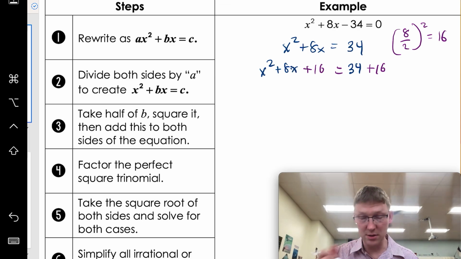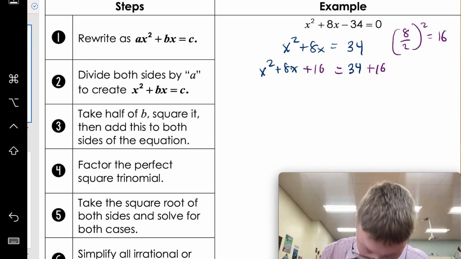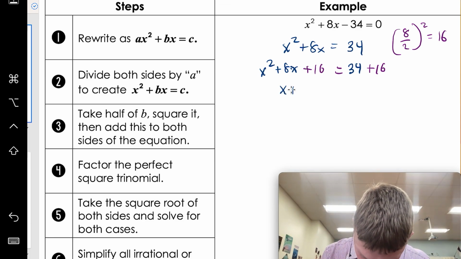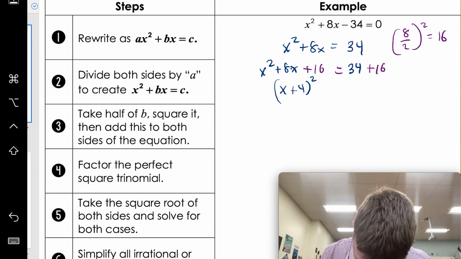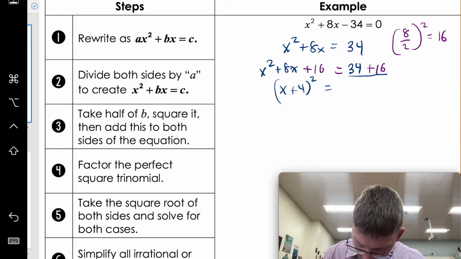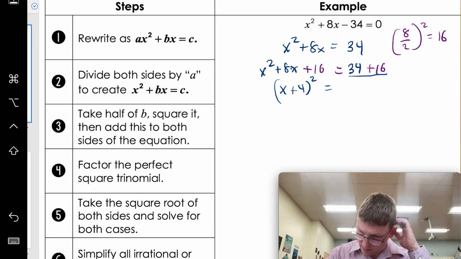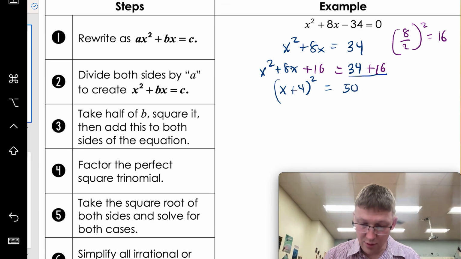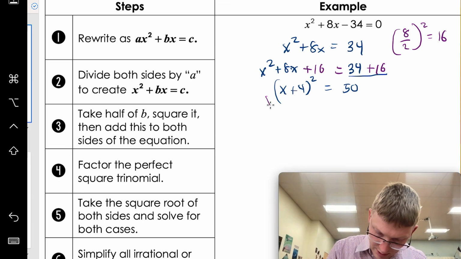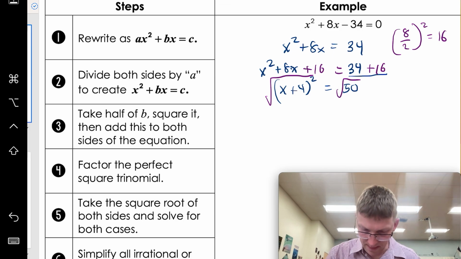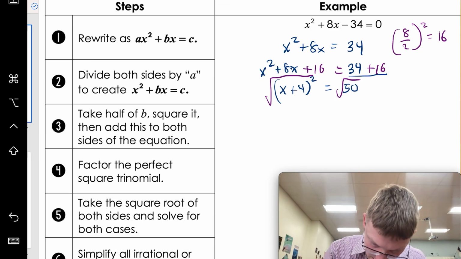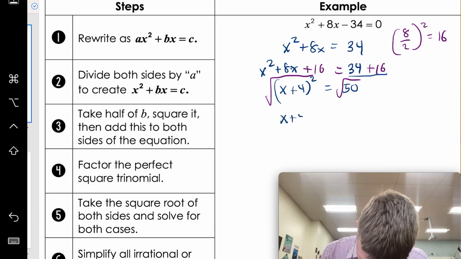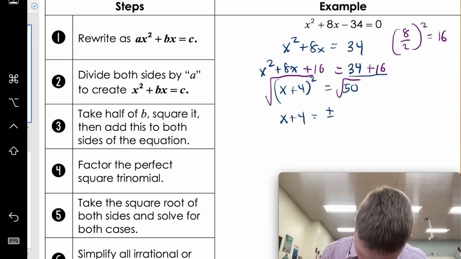So we can factor the left. When we do that, it's a perfect square trinomial. So we've got x plus 4, quantity squared. We'll combine our like terms, 34, 16, so 50. So then we're back to our ability to square root. So now we're going to square root both sides, and that leaves us with x plus 4 equals plus or minus square root of 50.